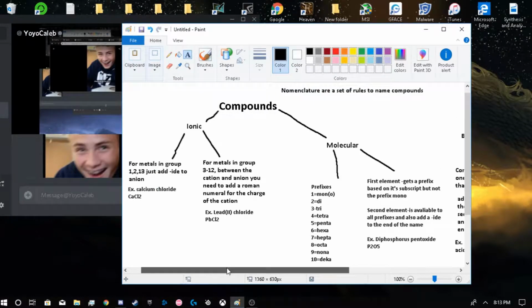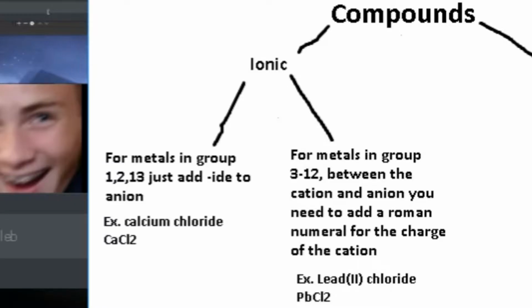Okay guys, I will be doing nomenclature, which is a set of rules for naming compounds. So first is ionic compounds, which for metals in group 1, 2, and 13, you would need to add an IDE to the non-metal of the compound. So for example, calcium chloride. And then for metals in group 3 through 12, between the metal and the non-metal, you would need to add a Roman numeral for the charge of the metal. For example, lead 2 chloride.